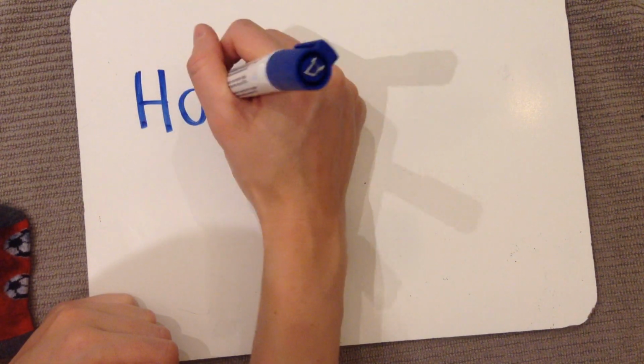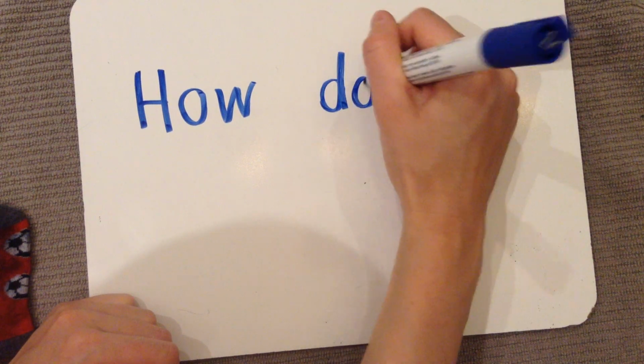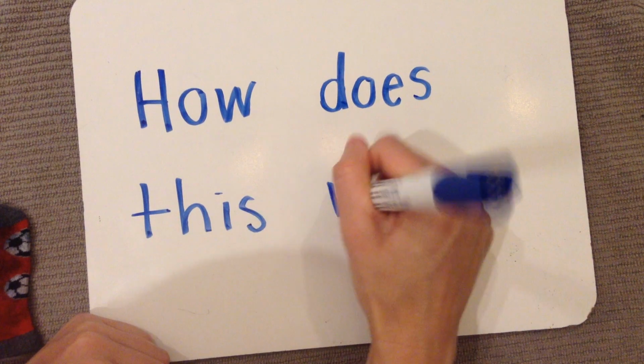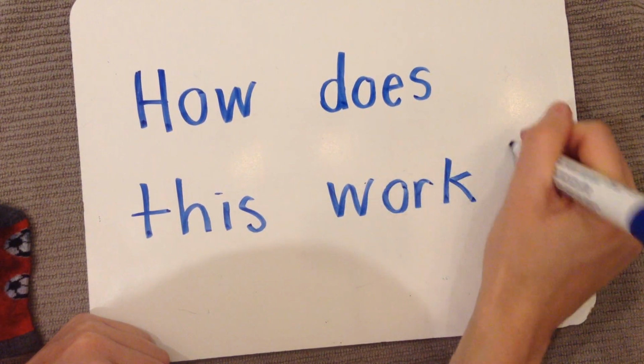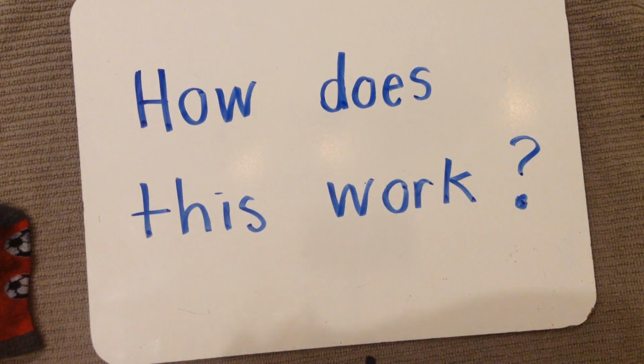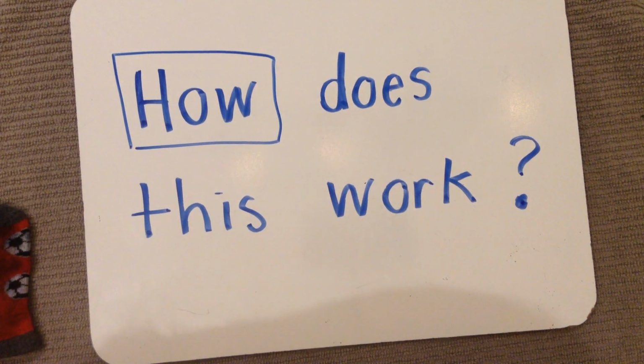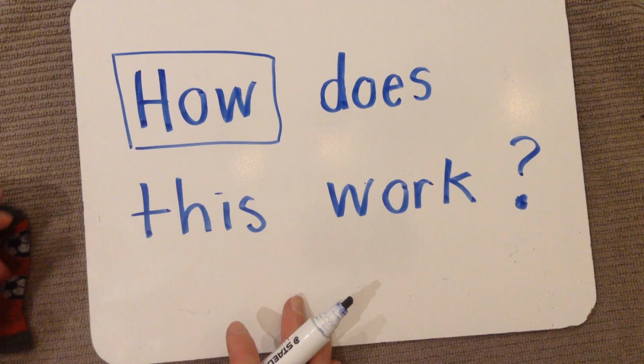Here's a question. How does this work? How does this work? That's something you might be wondering. You're trying to find out more information, so you might ask a question such as this one. In this question, notice the word how. How is an important question word. There's actually lots of words that imply we are asking a question. How is just one of them. We're going to make a list now of some important question words.